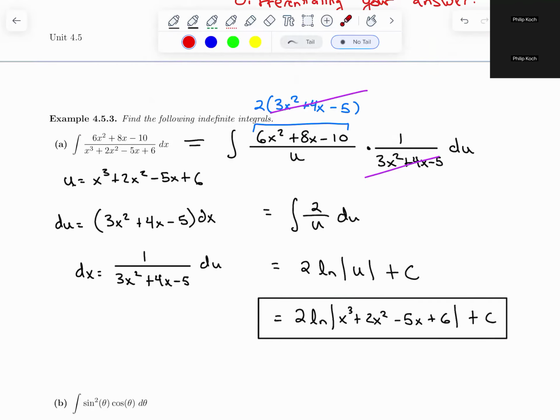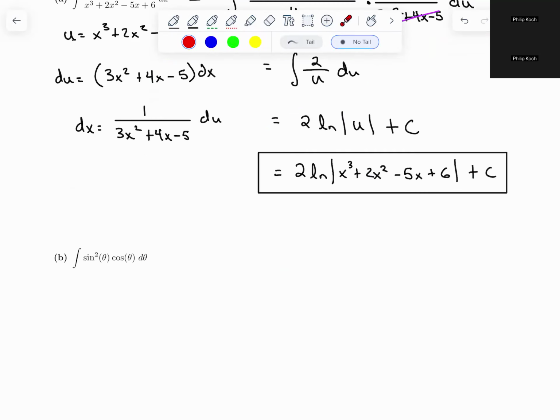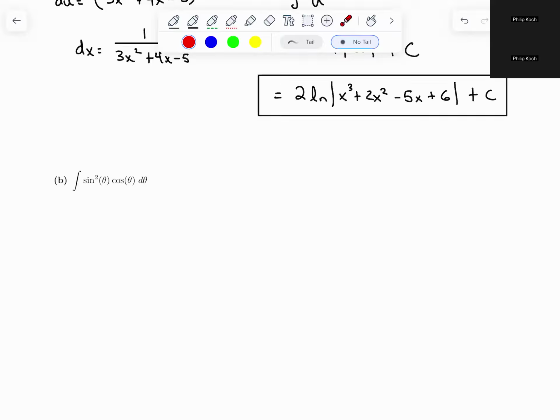Next one. What should u be? The tough one, because there's not really a weird power. There is. So what would happen if we did sine squared? Sadly, it's not going to work. But if we were, u equals sine squared of x, or theta. So this is not correct.